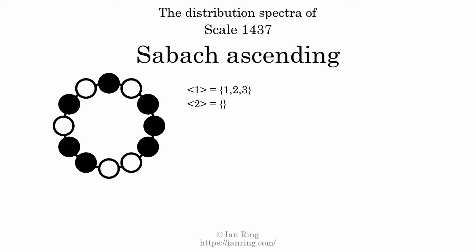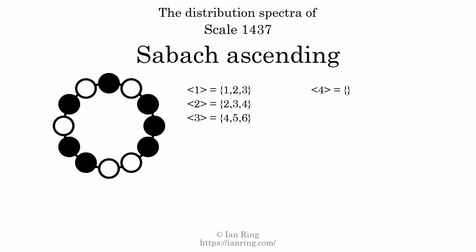The generic interval of 2 scale steps comes in 3 different specific interval sizes. 2 semitones, 3 semitones, and 4 semitones. The spectrum width of this generic interval is 2. The generic interval of 3 scale steps comes in 3 different specific interval sizes. 4 semitones, 5 semitones, and 6 semitones. The spectrum width of this generic interval is 2.